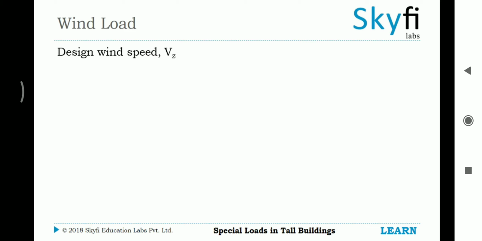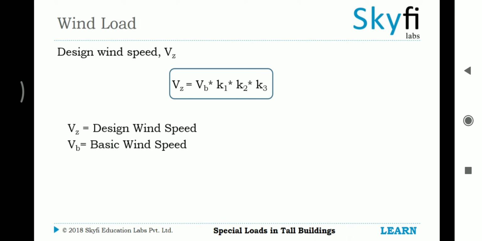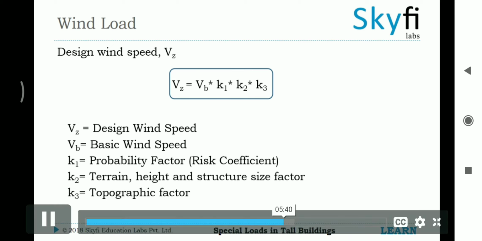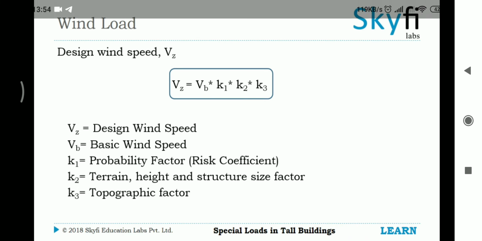Design wind speed is the artificial speed for which the structure is designed. It is calculated with the consideration that the structure so designed can withstand the actual wind loads. According to the IS 875 Part 3, the design wind speed Vz is given by Vb times K1, multiplied by K2, multiplied by K3. Where Vb is the basic wind speed of a particular area, K1 is the probability factor or risk coefficient, K2 is the terrain, height, and structure size factor, and K3 is the topography factor. You have to refer to the IS code to determine each of these parameters in order to find the design wind speed.